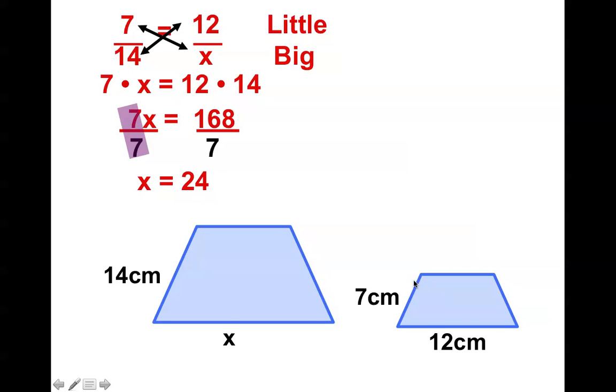Now there is a little bit of a shortcut here if you recognize the pattern. Do you notice that this says 7 centimeters and this says 14? 7 times 2 would be 14, and you could have just multiplied 12 times 2, which would have gotten you 24.